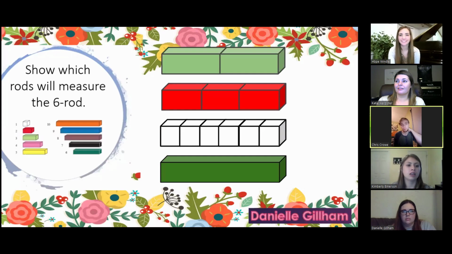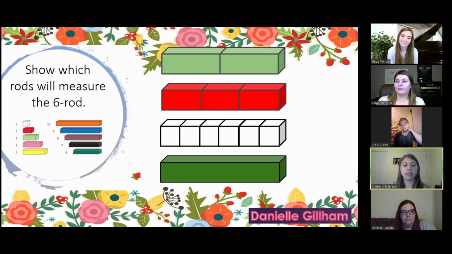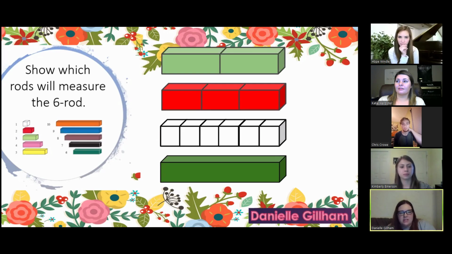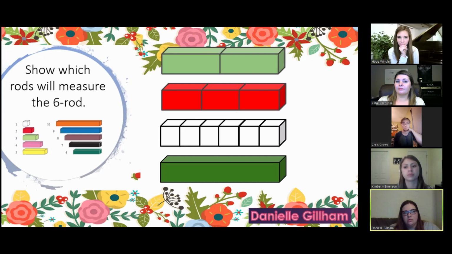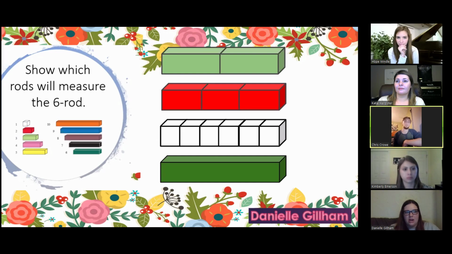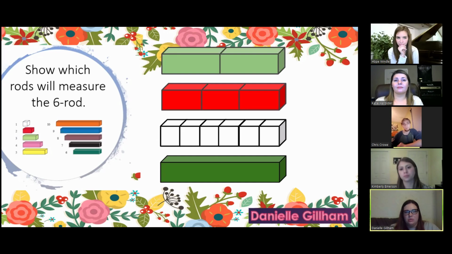Cool. So Danielle, can you tell us what makes up the 6th rod? Yes. So it's basically like doing factors. Your factors of 6 are 1 and 6. So we took 6 1 cubes. And then you have 2 and 3. So I did 2 of the 3 blocks and 3 of the 2 blocks, and then 1 of the 6.